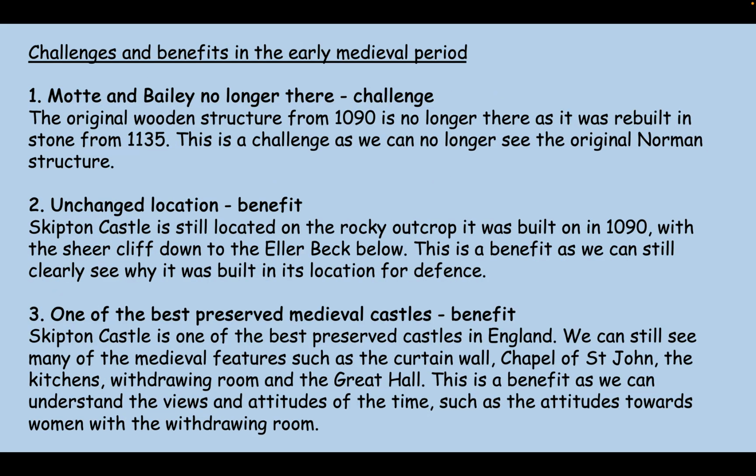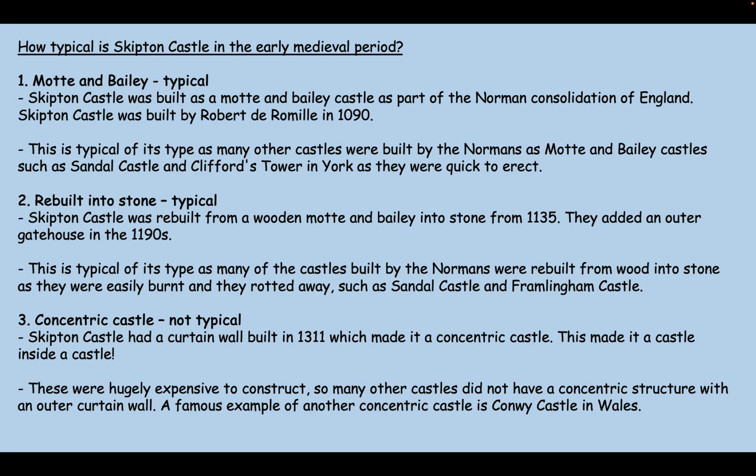In the same way, for the challenges and benefits, you need to give at least one challenge and at least one benefit. So again, we've put together 3 points for you, 2 typical and 1 not typical. In this question, it's really important that when you're saying why it's typical, you refer to other castles. Because to say whether it's typical or not, you have to say, well, it happens in this castle or it doesn't happen in other castles. So it's really important that when you're writing your answer, you make sure that you've got those castles revised so that you can use them in your answer.